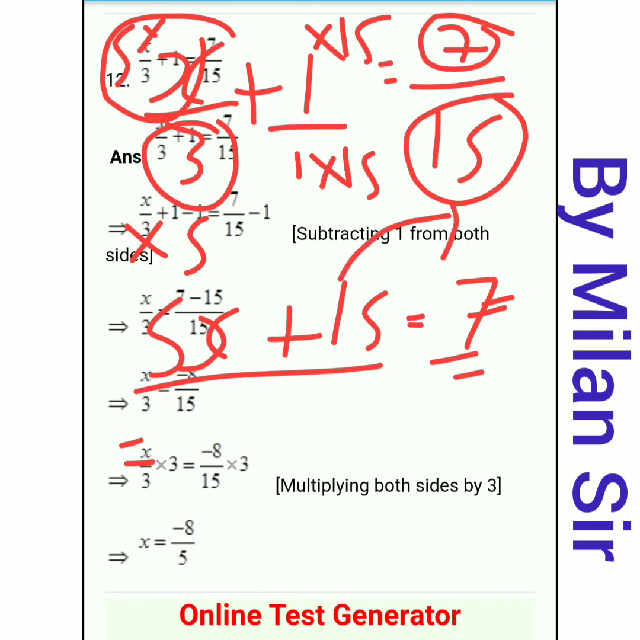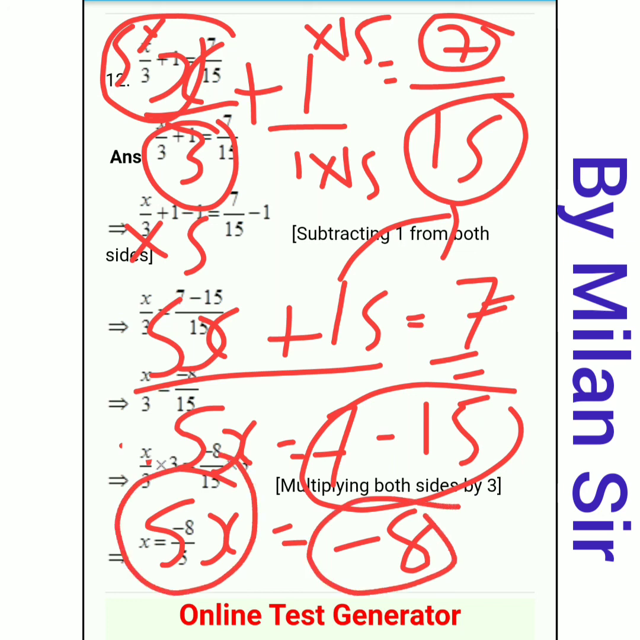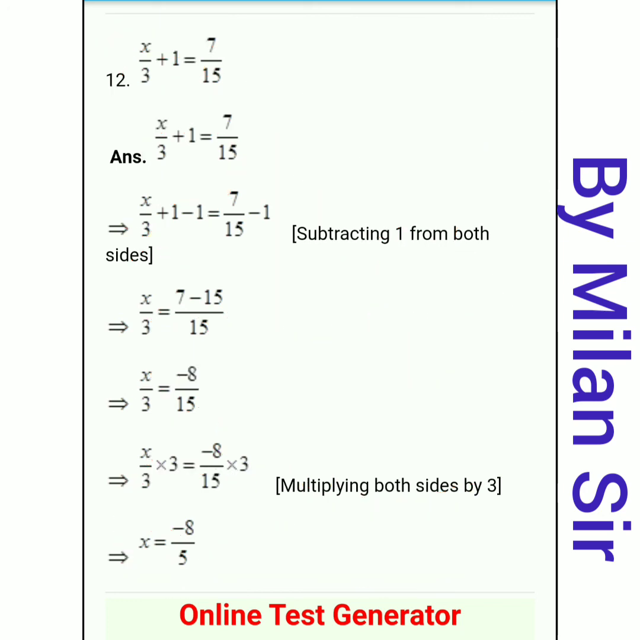Now transfer this 15 to the right hand side. On the right hand side we already have 7. If we transfer this plus 15 to the right hand side, it becomes minus 15. Okay. Then here 5x is equal to, here plus minus minus, 15 minus 7, 8, the bigger number's sign is negative. So 5x is equal to minus 8.